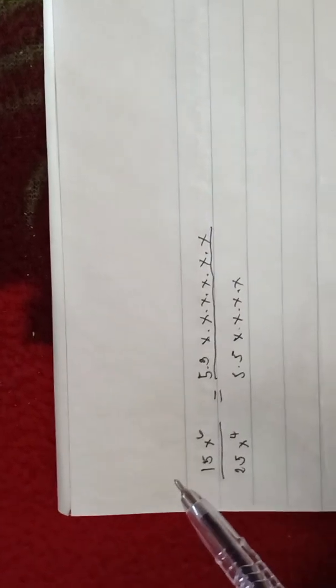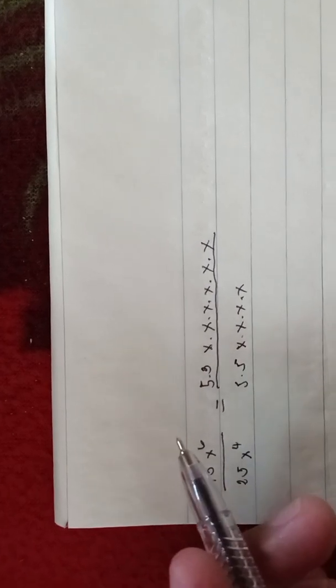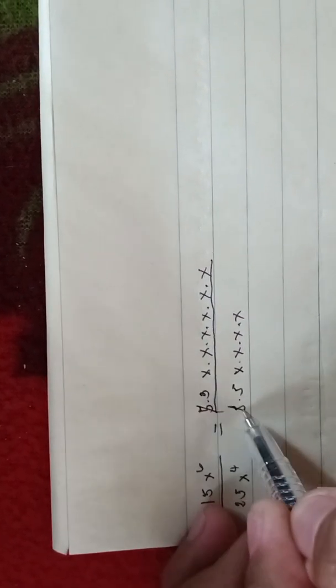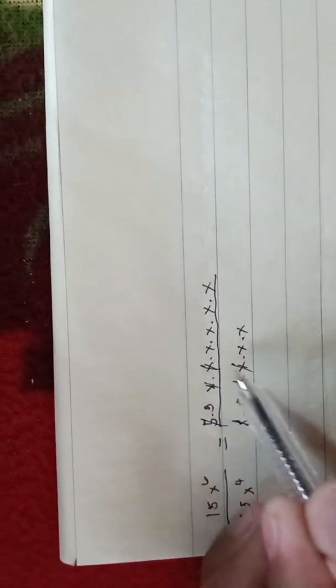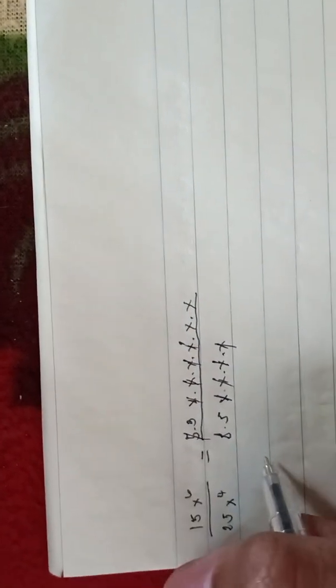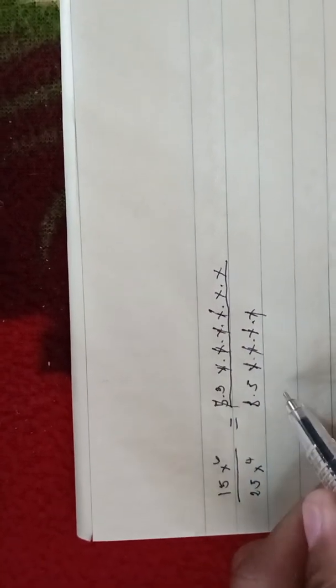And now, as we can see, that there are common terms, 5 and 5, and to our variables, we can eliminate the like terms. Itong 5 and 5 at sa ating variable, eliminate lang natin sila so that we get our final answer. And the remaining numbers and variables will be our final answer. Rewrite lang natin sila.